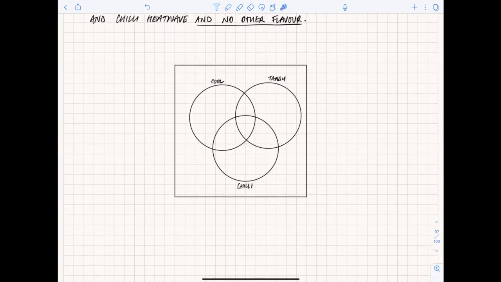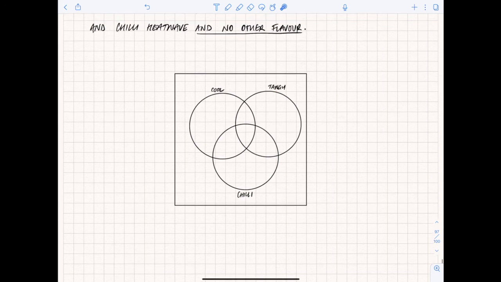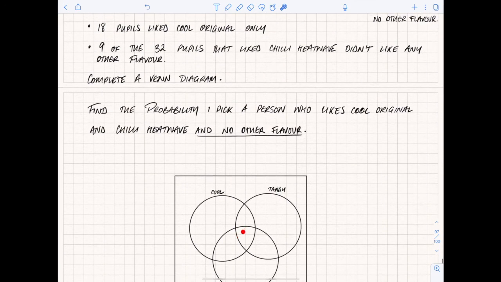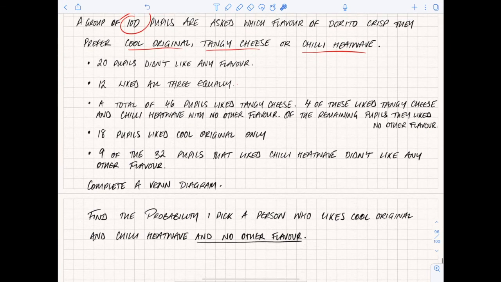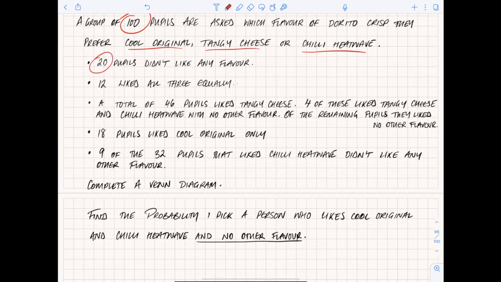So that's your cool original, that's your tangy cheese, that's your chili heatwave. So a three-way Venn diagram has the three circles, and there's this middle section that is the overlap of all three. So it says 20 pupils didn't like any flavour.